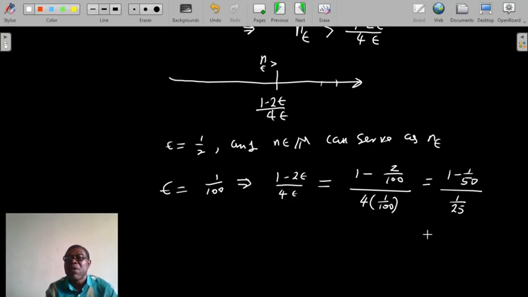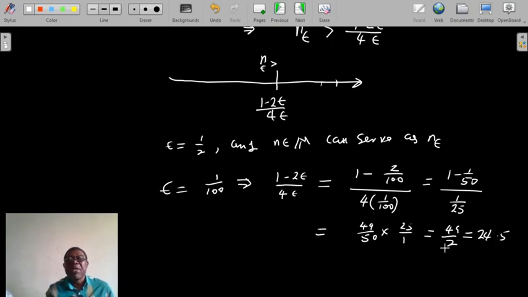But 1 minus 1 over 50 will be equal to 49 over 50, times 25 over 1. And this will give us nothing but 49 over 2. And 49 over 2 is nothing but 24.5. So if epsilon equals 1 over 100, this particular value will become 24.5.